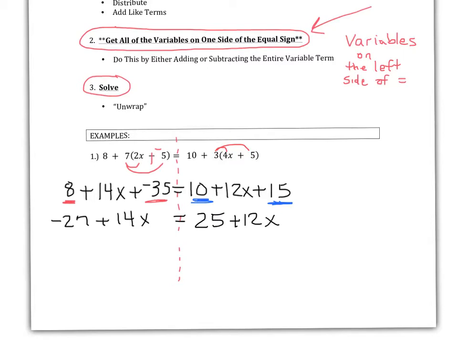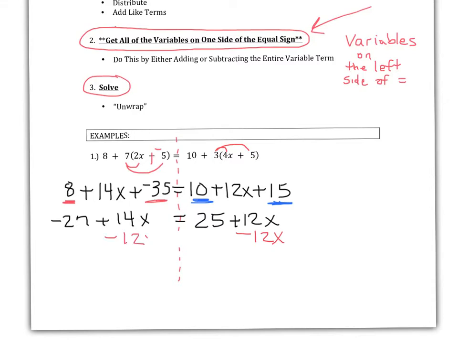Alright, so that's not really anything new. Distributing, adding like terms. But here comes the new step. You have to be very observant and beware. There are variables not only on the left, but they're also on the right. So you can't really start to unwrap it yet. You can't unwrap the gift yet. You have to remove these x's from the right-hand side, and so they all end up on the left. So to remove a plus 12x, you're going to subtract 12x. You'll subtract that entire variable term, not just the 12, but the 12x.